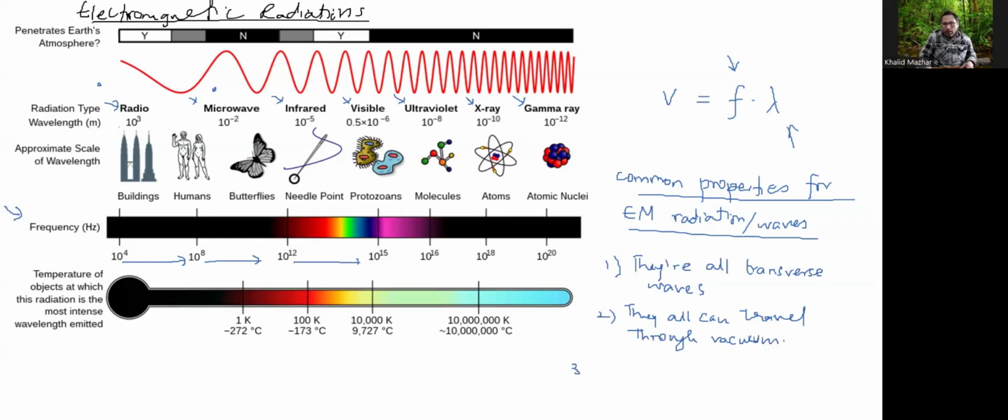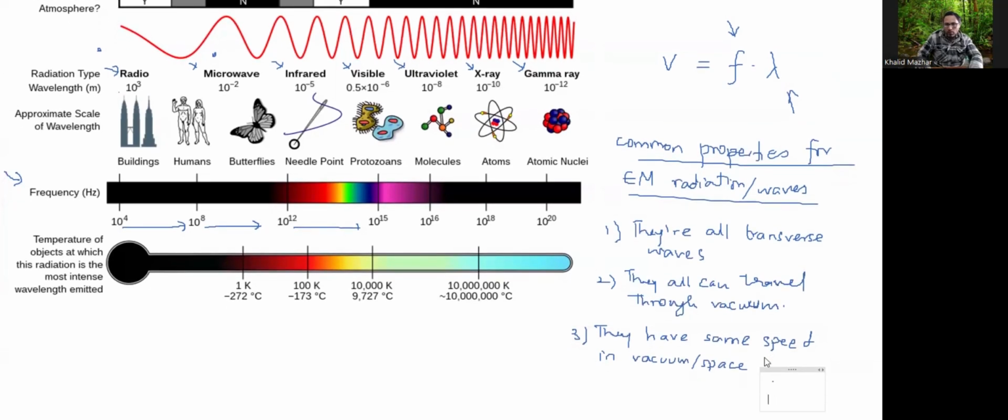And the third property is they all travel with the same speed in vacuum. They have the same speed in space or vacuum, which is something you got to know. And that is around, if I write it down, 3 times 10 to the power 8 meters per second. This is the thing that you need to remember.